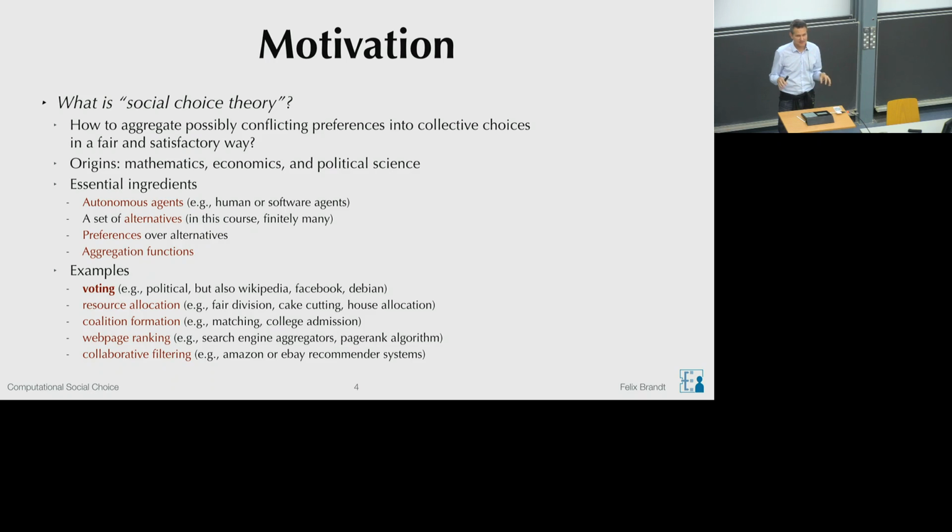So they have preferences over the alternatives, and then in the end, an aggregation function should yield a matching that is good in some sense. So that's why this is a special case. Maybe another example.